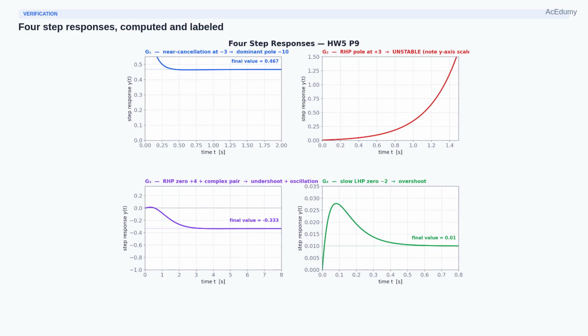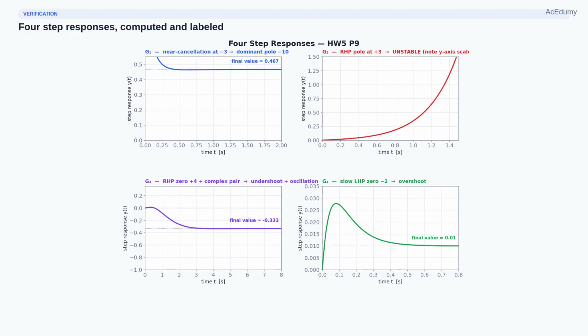The minus 3 mode would have lingered, but the nearby 0 at minus 3.5 cancels its contribution. Final value matches G1 of 0, equal to 14 over 30, about 0.467. G2, top right. Note the vertical scale. The response runs off to infinity as the unstable pole at plus 3 takes over. We have to truncate the plot, or the curve will leave the page.